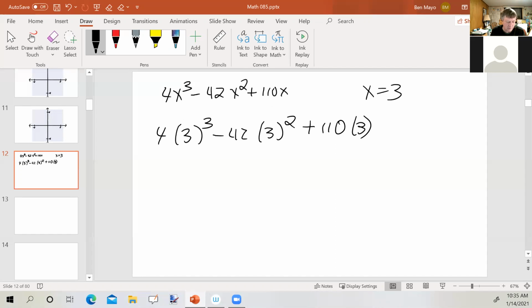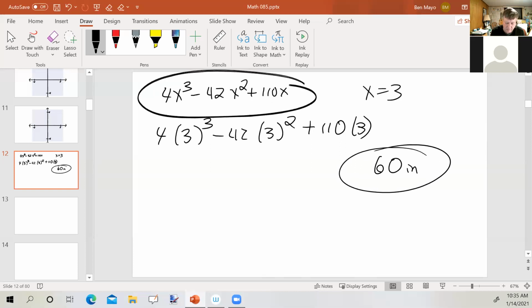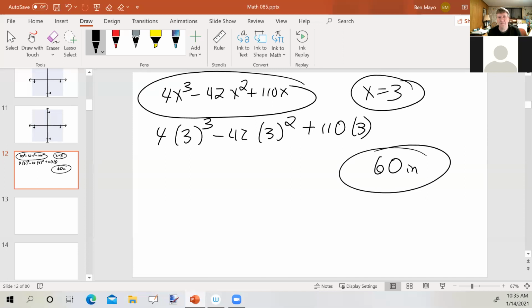4 times 3 cubed minus 42 times 3 squared plus 110 times 3. I get 60. And I think it was inches. I don't remember. But anyway. Okay. Let's see here. I think that's right. So all they were asking us to do was to evaluate this polynomial when x was 3 inches.